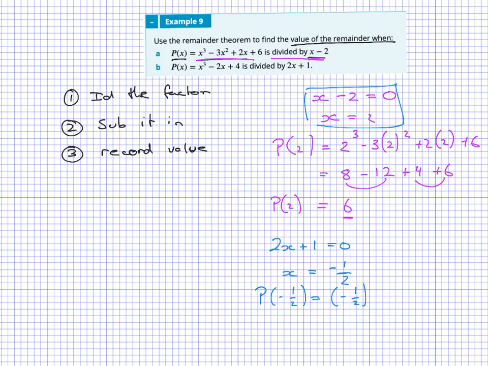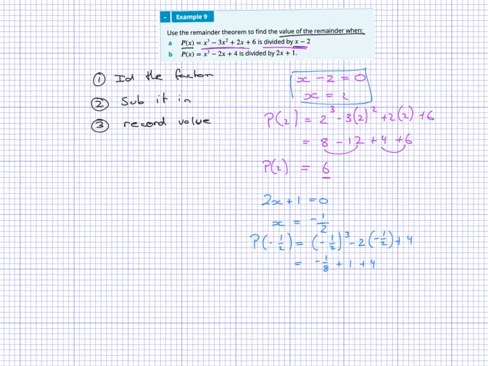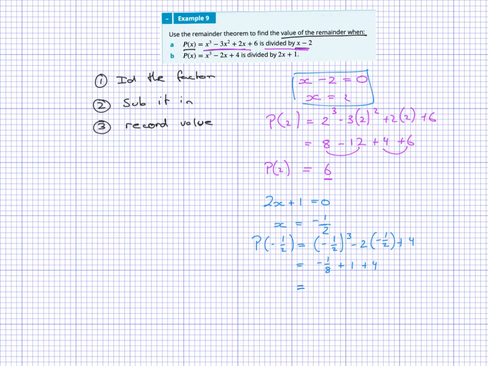So minus a half cubed minus 2 times minus a half plus 4, which equals minus 1/8 plus 1 plus 4, which is going to equal, what's that? 4 7/8. And again, you can check it if you'd like, but it should be fairly simple.